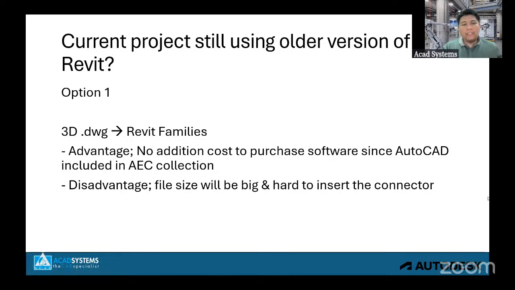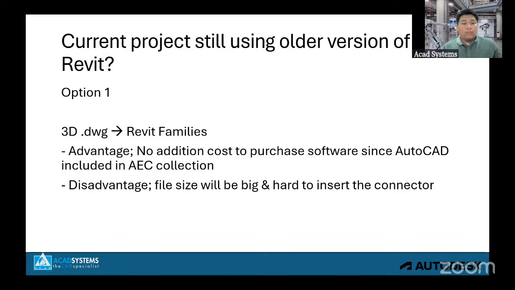So the advantage here is no need to purchase any software, because AutoCAD is already included in the AEC collection bundle. But the disadvantage is that the file size will be big. For example, I have one control panel that was converted, because when you convert the STP to DWG, it becomes a mesh model. Normally a mesh model's file size will be a little bit bigger.